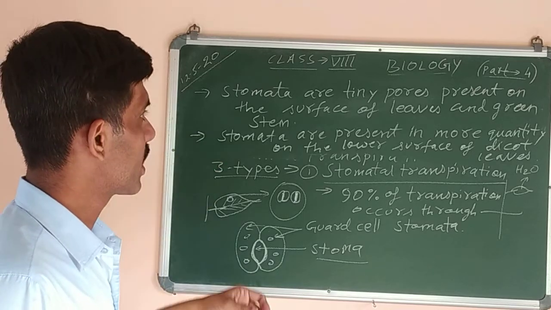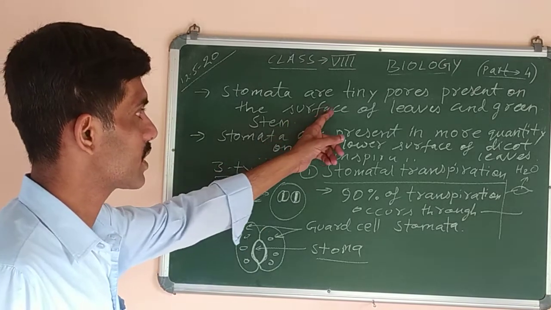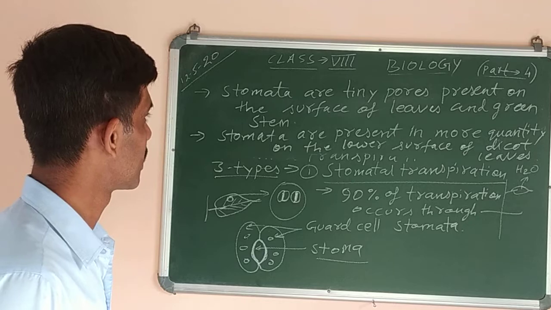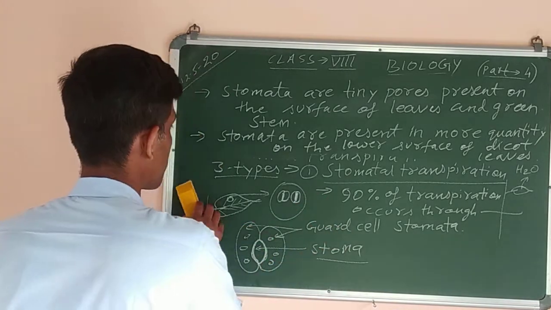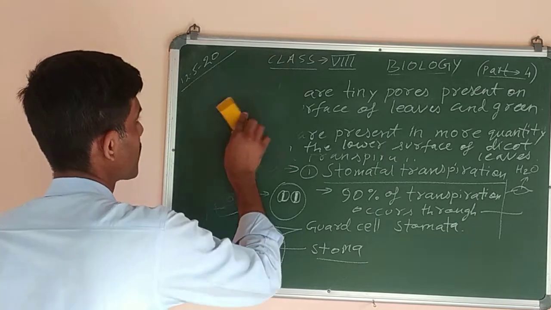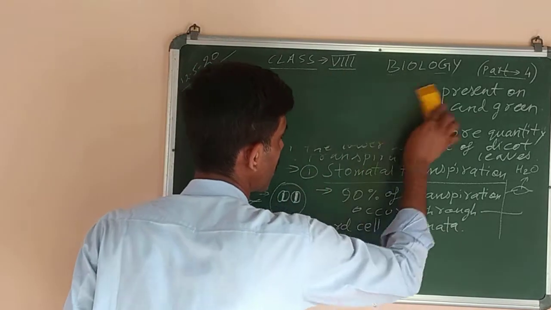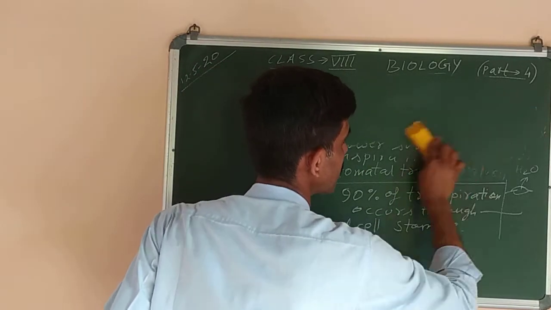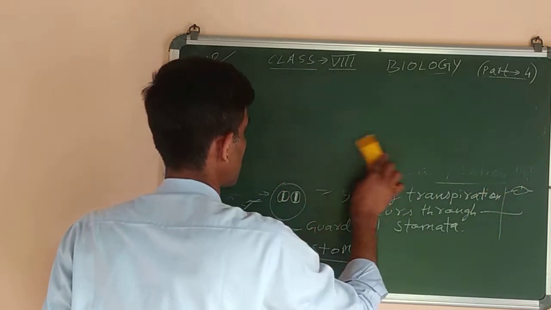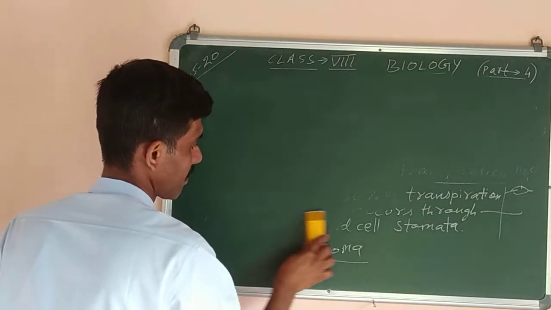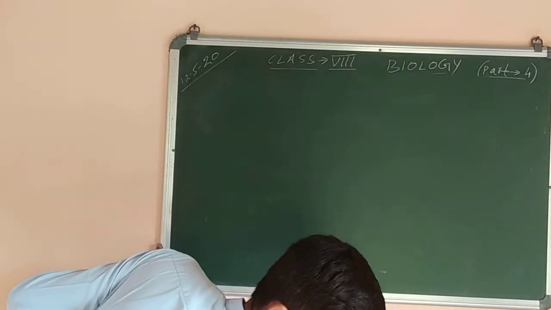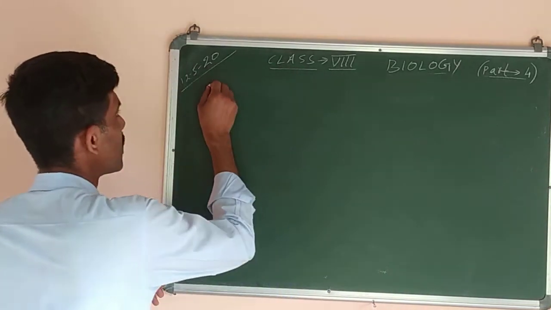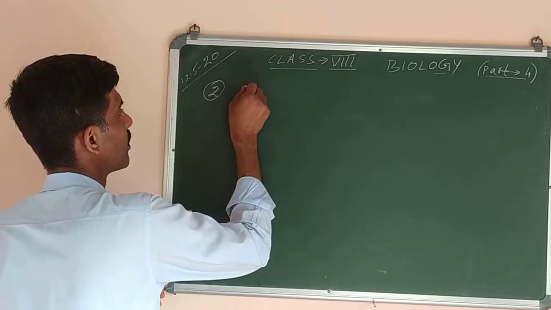Then where is stomata found? It is present on the surface of leaves and the green stems. Okay. Now how much transpiration occurs? 90% of transpiration, means maximum transpiration, occurs through the stomata only. Now second one is cuticle. The second type of transpiration, we are talking about types of transpiration. So number 2 is cuticle.